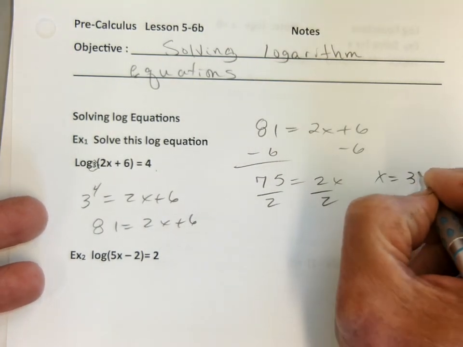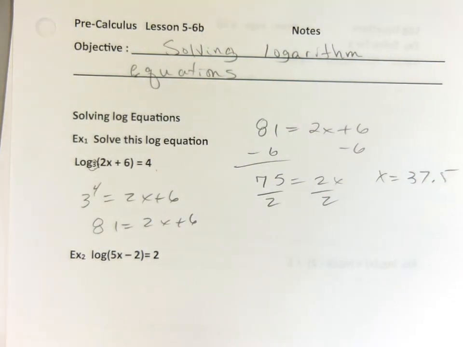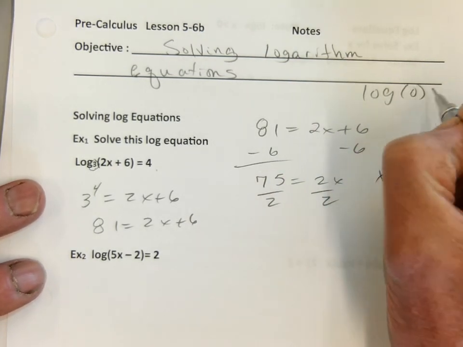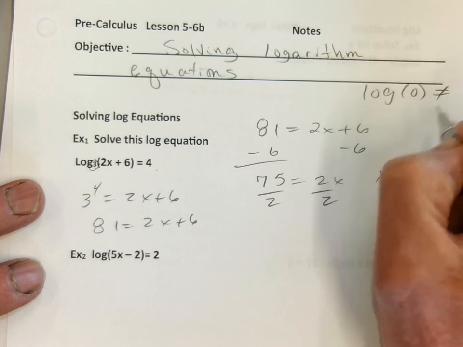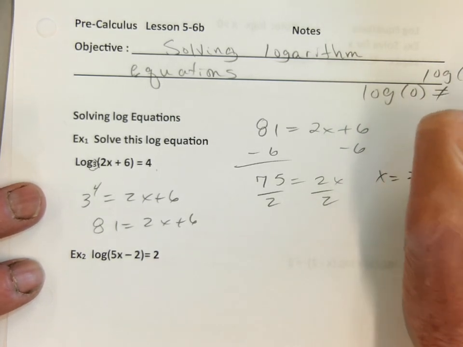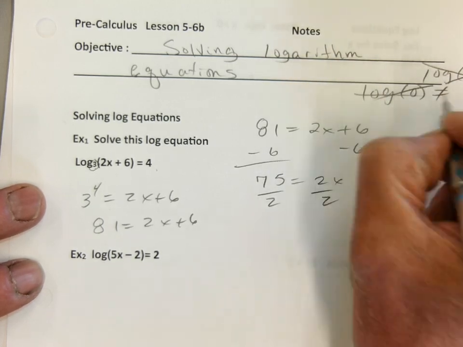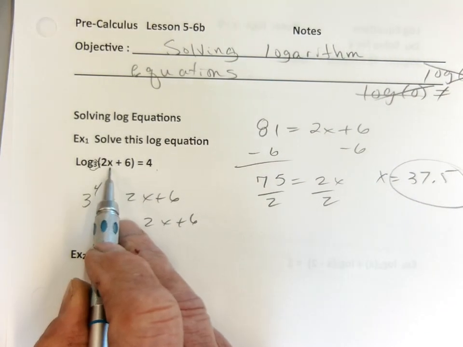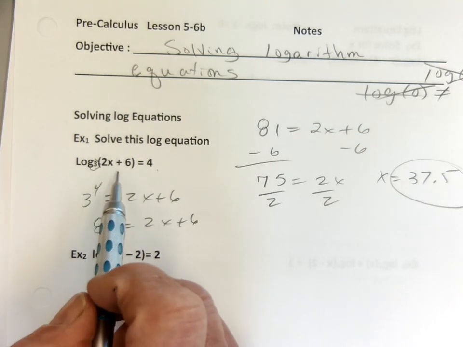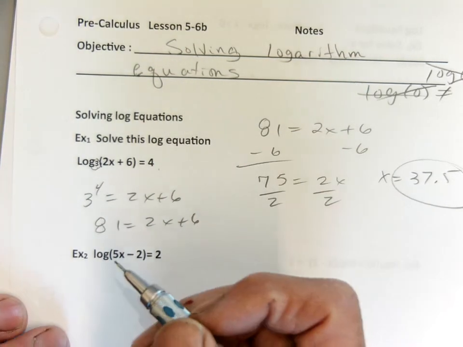x equals 37.5. Now, before we go any further, we know that you cannot take the log of 0. Not okay, no bueno. And you can't take the log of a negative number, okay? No bueno. So this answer is fine. 37.5 plugged in does not make us have an answer of 0 or of negative 1. So we've got to check our answers sometimes.